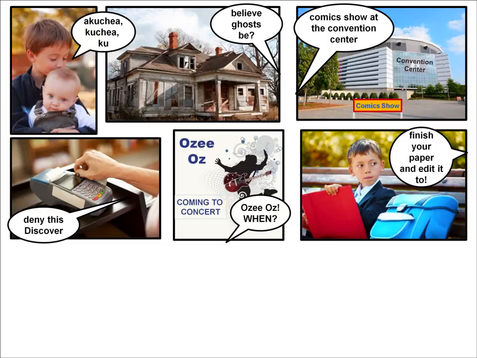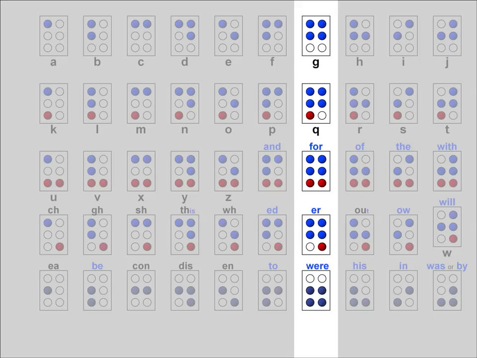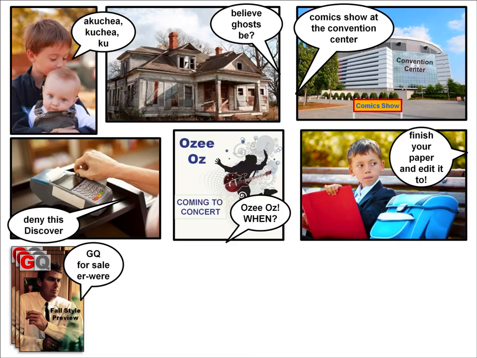But he gets over to the newsstand and is confused because they only have one kind of magazine for sale. He just sees GQ for sale, were, which helps us remember the G column. GQ for were, or GQ for sale, were.